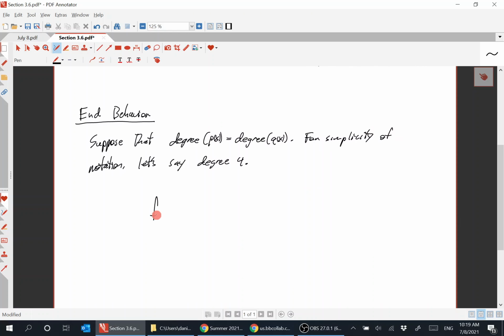Okay, so let's look at this rational function. Let's call it r of x since it's a rational function. r of x equal to, so degree 4 divided by degree 4. So a4 x to the fourth plus a3 x to the third plus a2 x squared plus a1 x plus a0, over, same thing, just with b's. So this is a polynomial of degree 4.